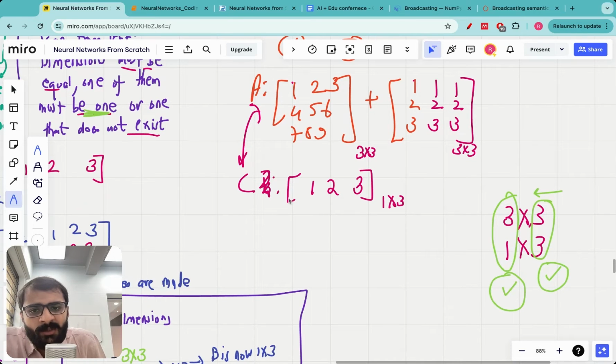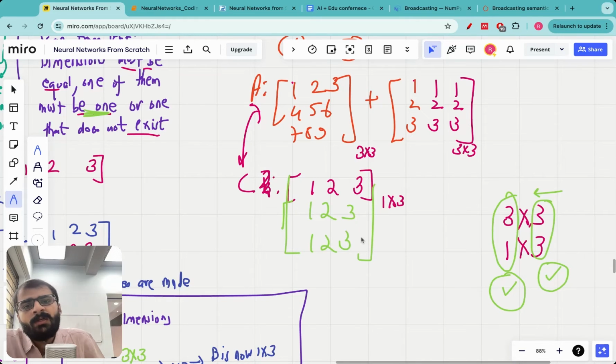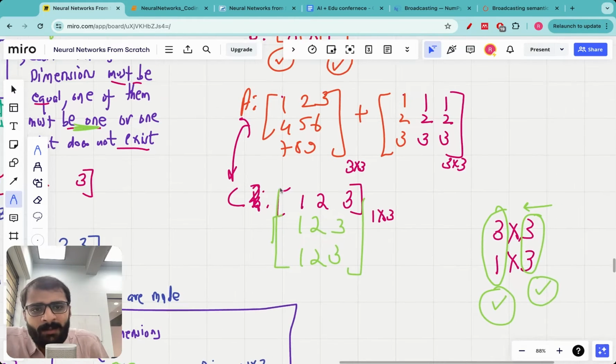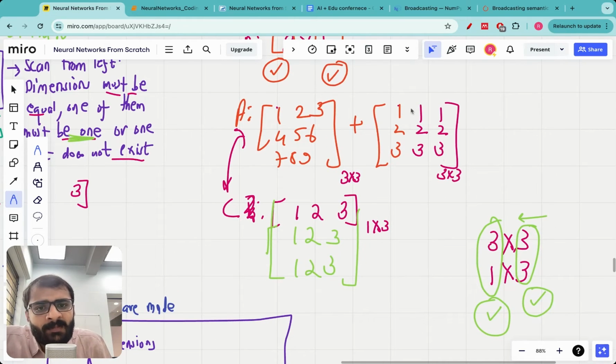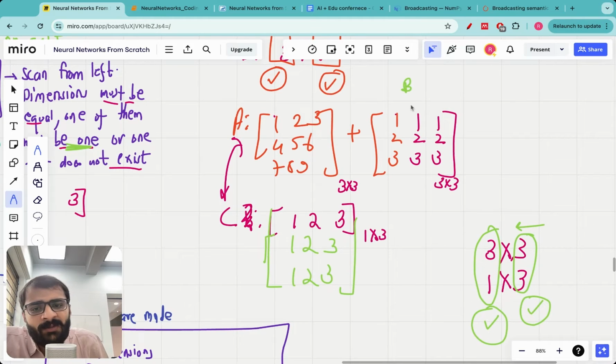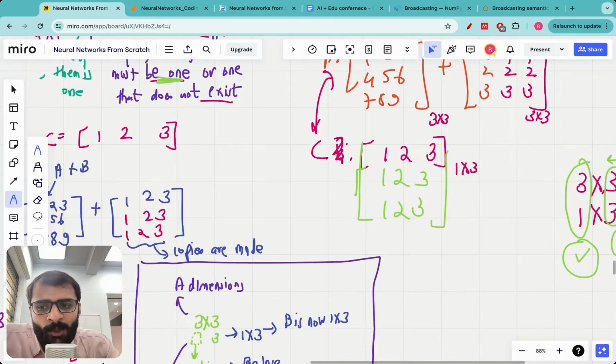So what Python will do is that it will create copies. It will extend this to 1 2 3 and 1 2 3, and then it will add or multiply these two. But remember, the way B is extended and the way C is extended is different. B was extended column wise and C was extended row wise because that's their original shape. So the way Python extends these matrices is by maintaining their original shape. That is very important to keep in mind.